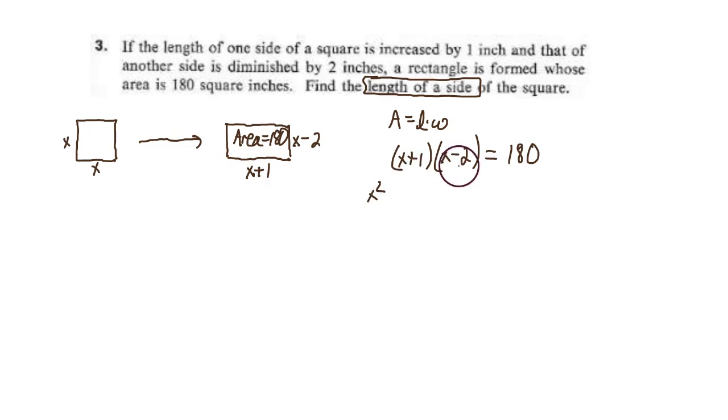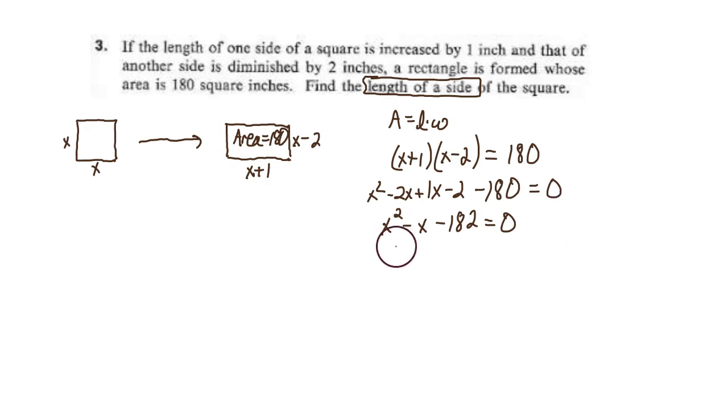X times negative 2 is negative 2x. 1 times x is positive 1x. And 1 times negative 2 is negative 2. And let's also subtract the 180 away so that we have equals 0. Now recombine the terms. X squared minus 1x minus 182 is equal to 0. Now let's factor this trinomial using FOIL.